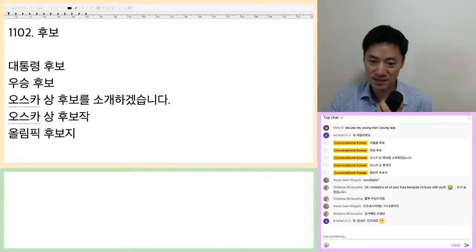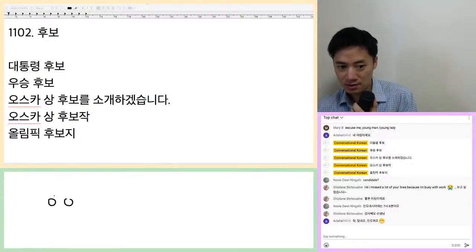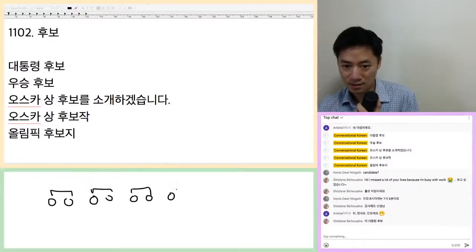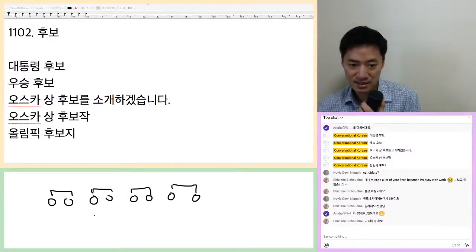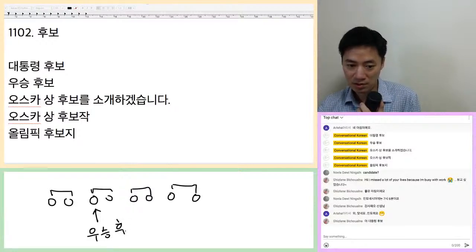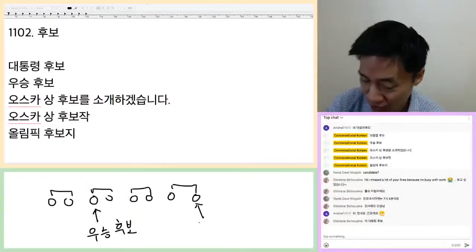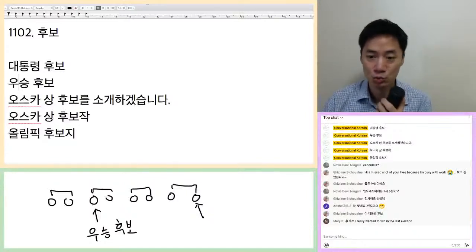And 우승 후보, like champion candidate. I guess you know what it means. Let's say there's a tournament with 8 teams, and let's say this team is likely to be a champion, then 우승 후보. Maybe one other team is also 우승 후보. Who is likely to win a championship? Something like that is 우승 후보. A very strong team.